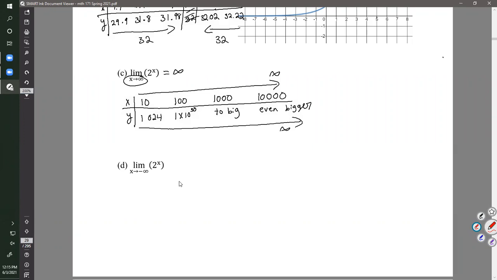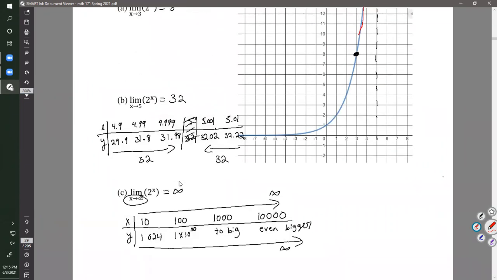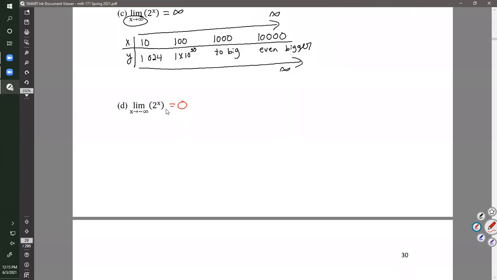All right, what do you guys get? Zero. All right, we can do this graphically. If we start moving to the left on the graph, it flat lines at 0. So 0 makes sense. Again, if you're given a graph, feel free to use it to your fullest ability. If you're not given a graph, we'd have to make a t-chart.